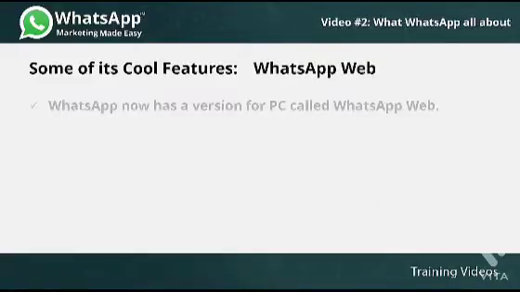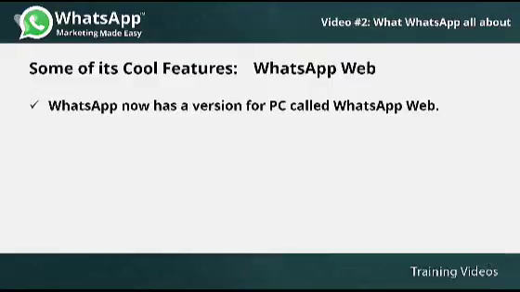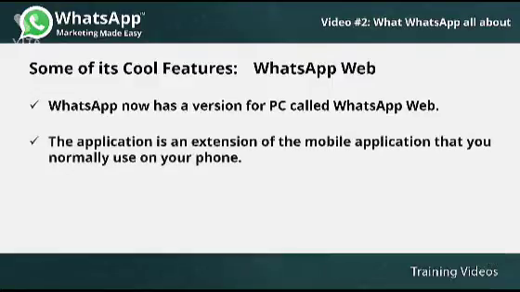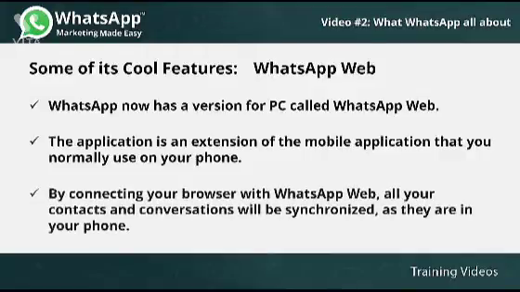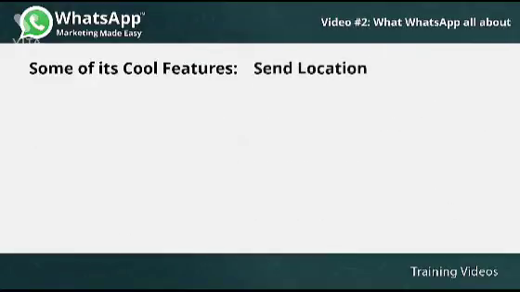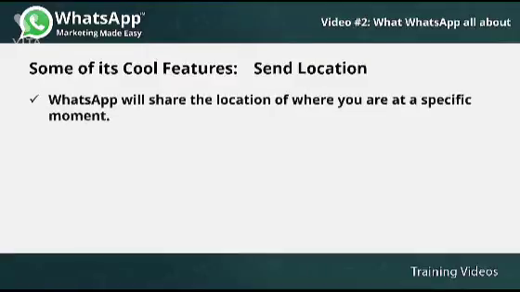WhatsApp Web. WhatsApp now has a version for PC called WhatsApp Web, which consists of connecting the application platform through the browser on your own personal computer. The application is an extension of the mobile application that you normally use on your phone. It will display your messages on your computer which you receive while you are connected to the internet. By connecting your browser with WhatsApp Web, all your contacts and conversations will be synchronized, as they are in your phone. Send location. WhatsApp will share the location of where you are at a specific moment. It is useful when you need to place yourself on a map, for example. Nevertheless, this is not just about simply giving your location.